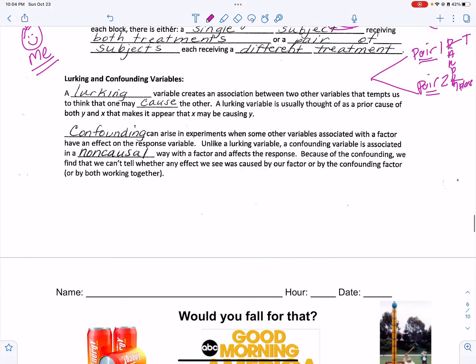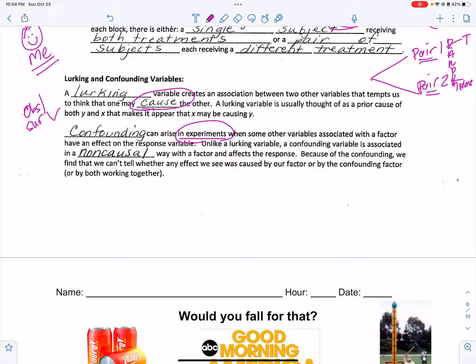Okay, a lurking variable, again, is caused by treatments of an association between 2 other variables that tempts you to say one causes the other. Confounding variables are in experiments, and lurking variables you're going to typically see in observational studies and surveys. Confounding variables are in experiments, and it's when another variable is associated with a factor that has an effect on the response variable.